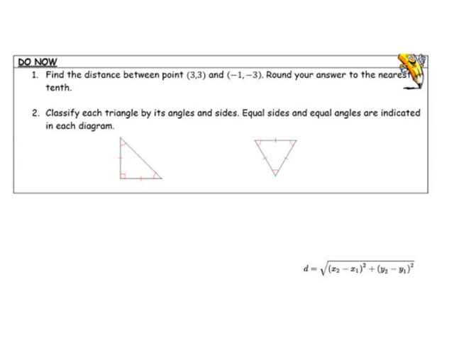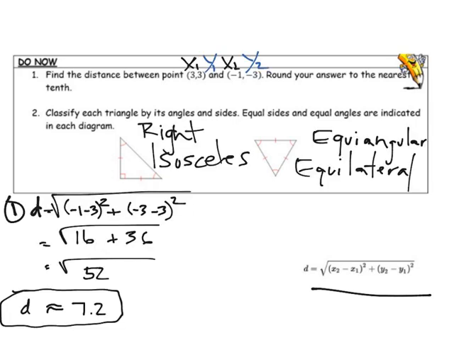Okay, so on the first one, after you've tried this, we're using a distance, so that's why the distance formula is written down here for you. Once I've plugged in to the distance formula, I get about 7.2, rounded to the nearest tenth. The number 2, we're asked to classify each triangle by its angles and sides.